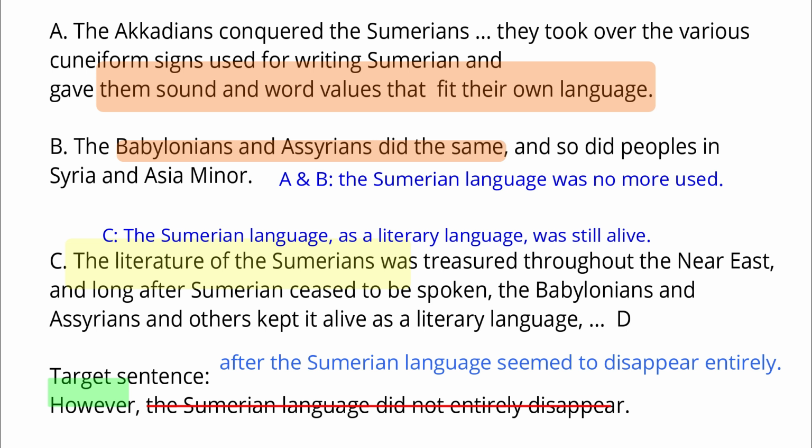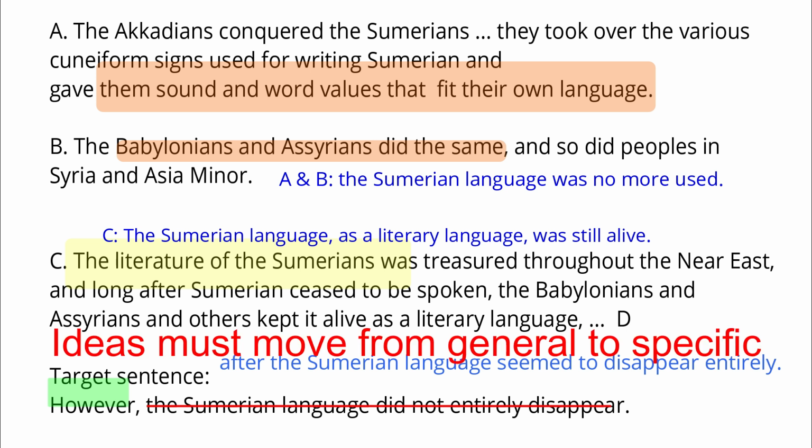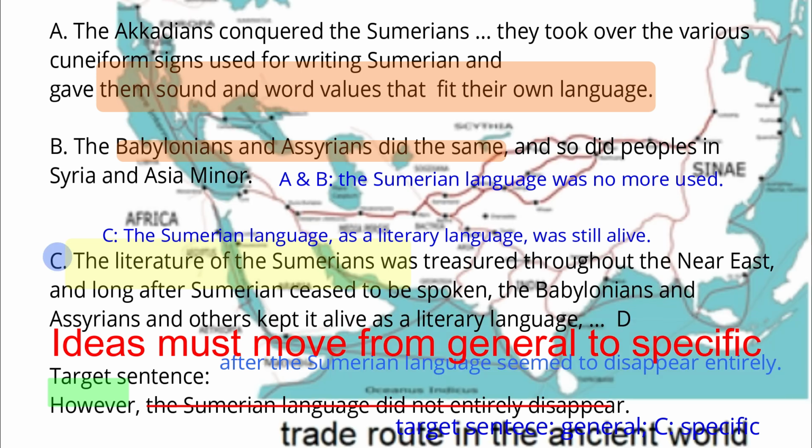But C says the Sumerian language was kept alive. So we know that a transitional idea is needed between B and C. When we insert the target sentence between them, the ideas are cohesive. Answer, C.